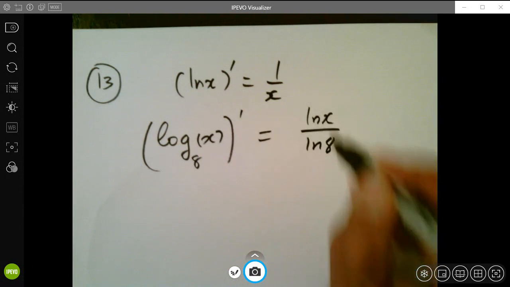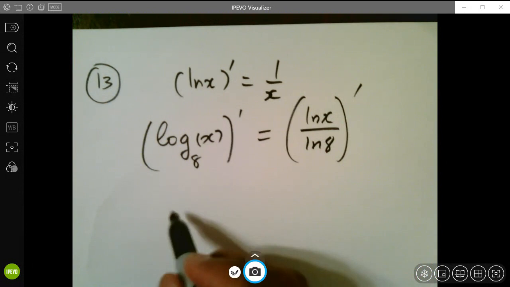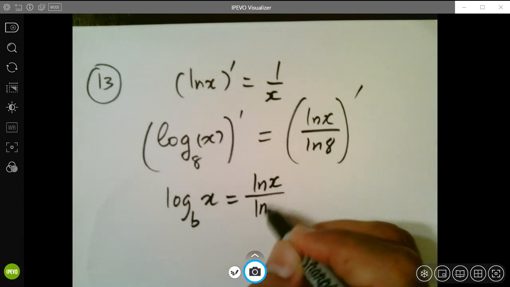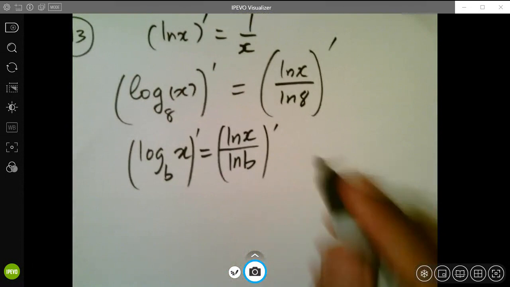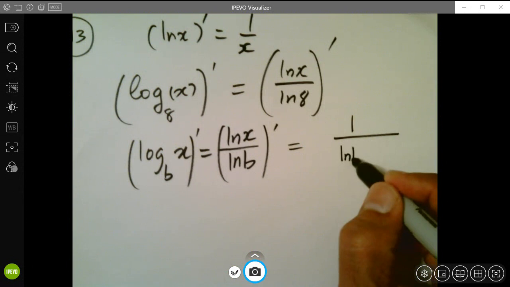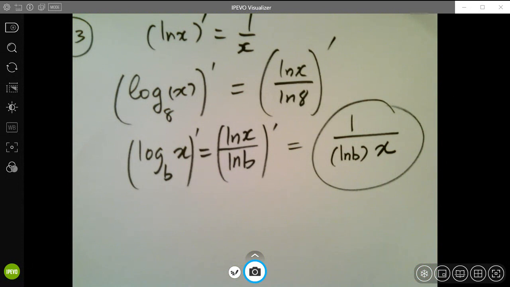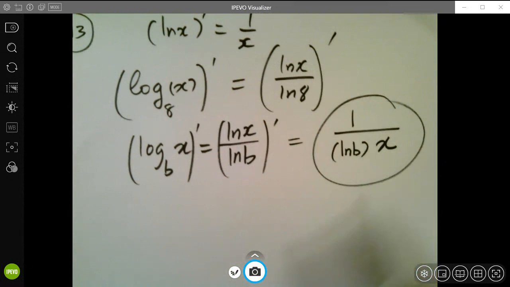You change the base: log base b of x is ln of x over ln of b. So obviously if you derive this one, you derive ln x over ln b. And so the derivative of ln x is 1 over x. So the derivative of log base 8 of x will be 1 over ln of 8 times x.